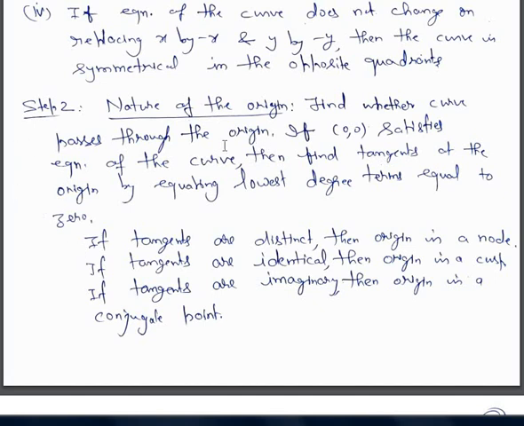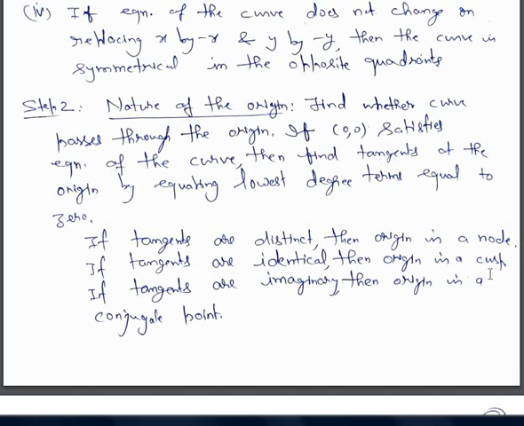Step 2. Nature of the origin. For this, find out whether the curve passes through the origin. If (0, 0) satisfies the equation of the curve, then find tangents at the origin by equating the lowest degree terms equal to 0. So if tangents are distinct, then the origin is a node. If tangents are identical, then the origin is a cusp. If tangents are imaginary, then the origin is a conjugate point.